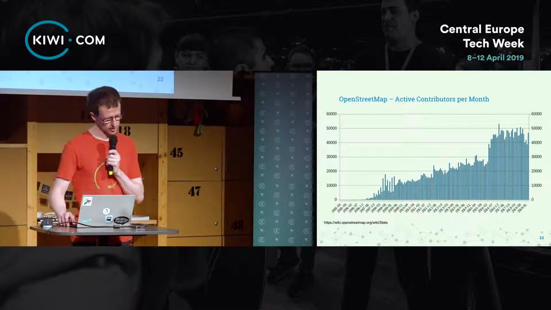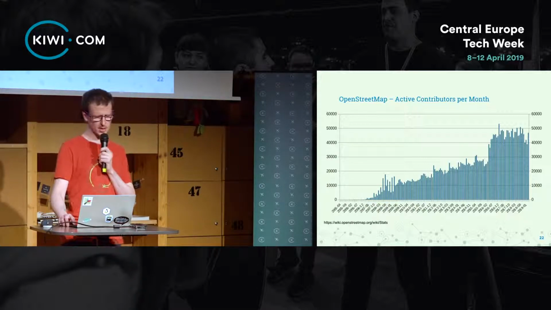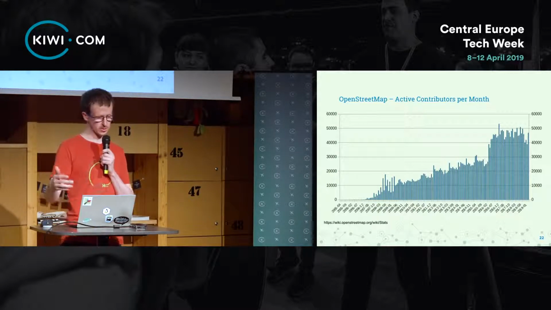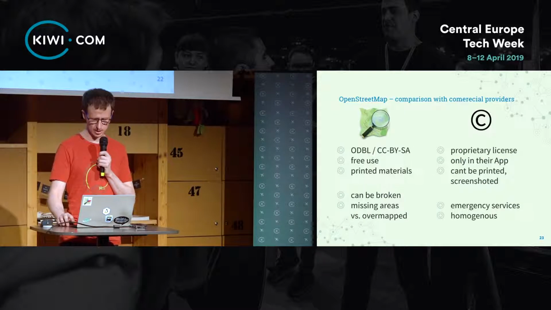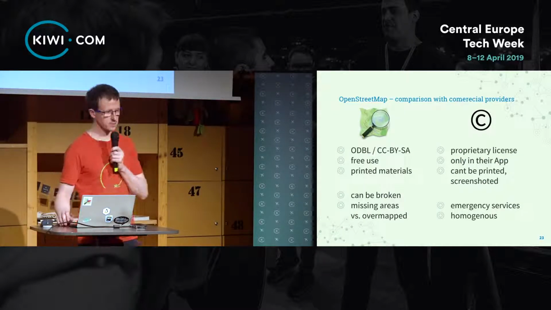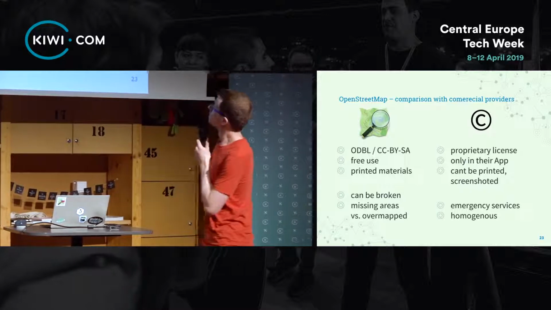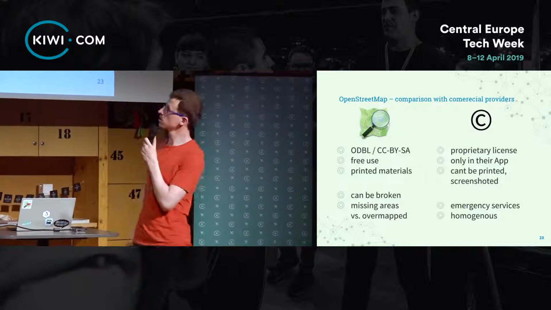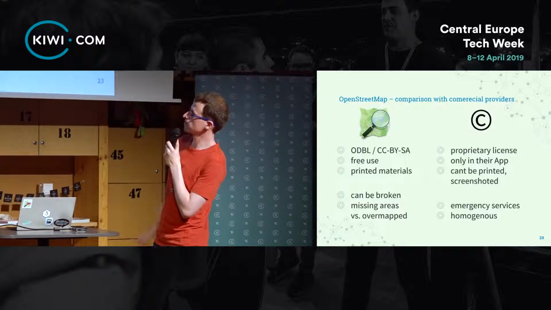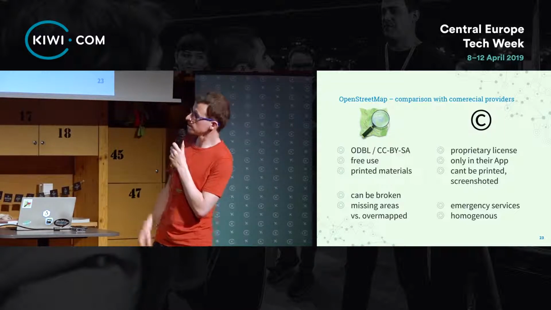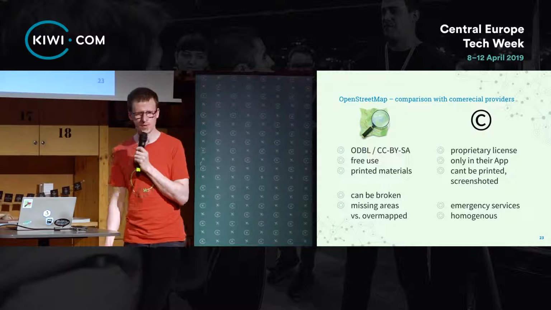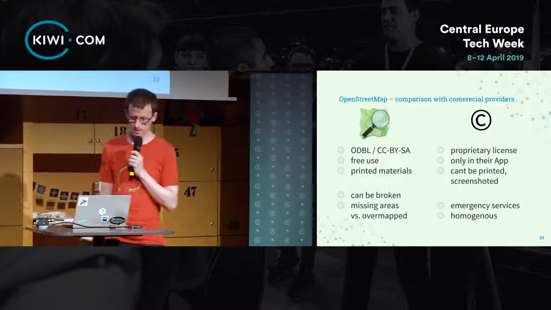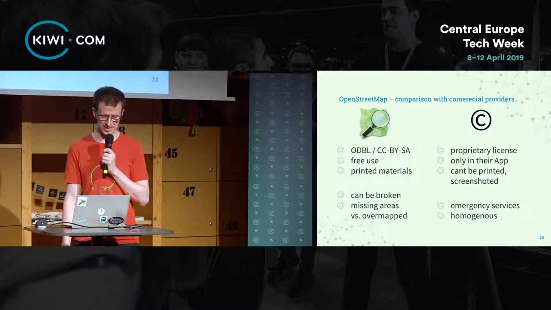As you can see, it has lots of active users every month. This is in a floating window of 30 days, how many people edited the map. So it's about 40,000, and the data gets much better if you compare it with some other data sources. You can use OpenStreetMap freely, also for printed solutions, usually under free licenses, but it can be broken. Some areas are missing, while some areas, like cities such as Prague, are overmapped, so you can see benches in parks, trees, and trash cans. So it's really crazy sometimes.